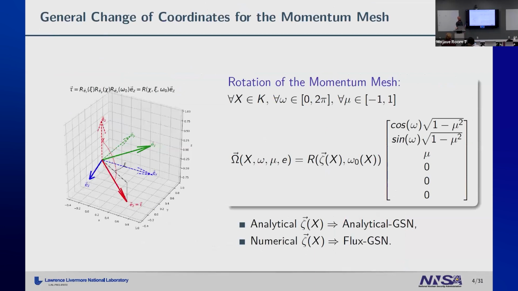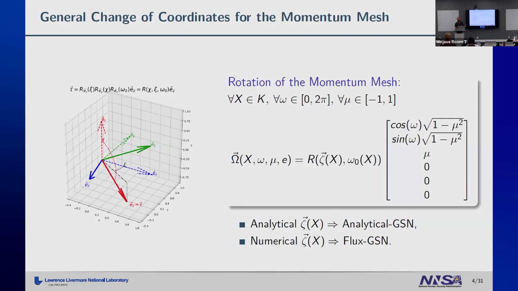All this, as I said, is based on a general change of coordinates. We differentiate between the spatial coordinate and the momentum coordinate, and we choose these independently. In space, you can choose whatever is best for your problem: Cartesian coordinates, axisymmetric RZ coordinates, polar coordinates, why not. And in momentum, we always take polar coordinates, inspired by the SN method.